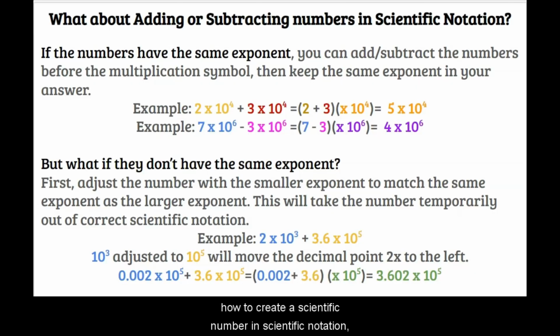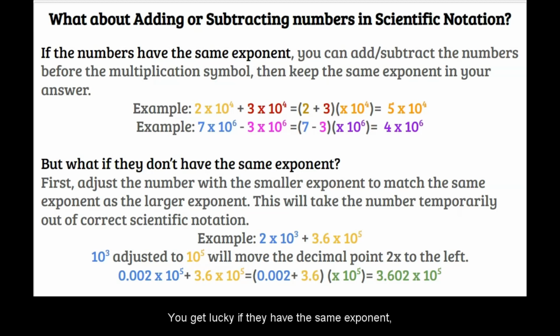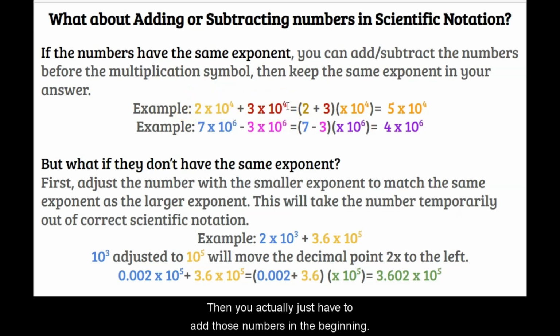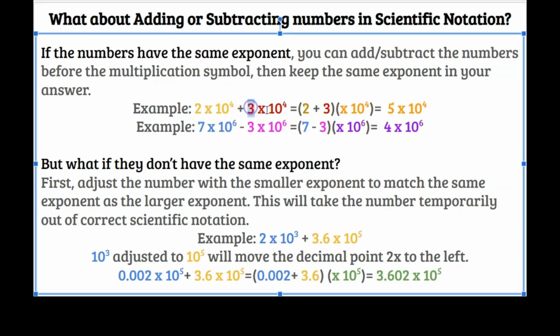Now that you're familiar with how to create a number in scientific notation, what happens when you have to add or subtract those numbers? Now, believe it or not, adding and subtracting is actually just a little bit more difficult than the multiplying and the dividing. And so let's take a look. You get lucky if they have the same exponent. So for example, if it's 2 times 10 to the 4 plus 3 times 10 to the 4, then you actually just have to add those numbers in the beginning. So it's 2 plus 3. And then you still keep the times 10 to the 4.